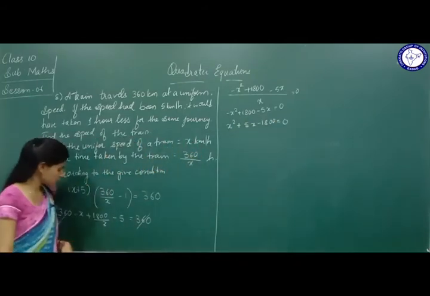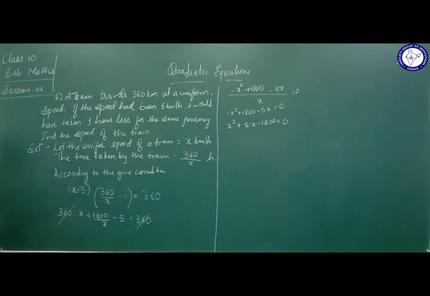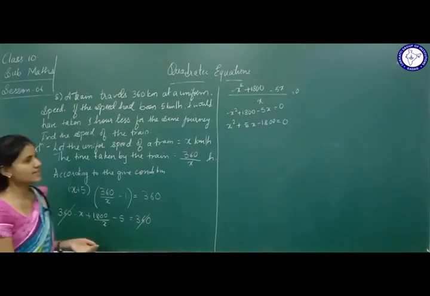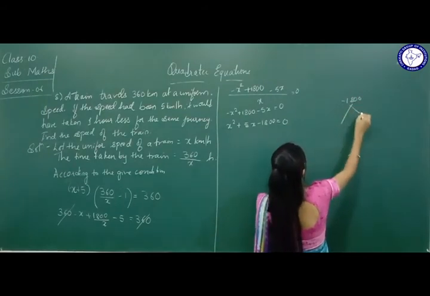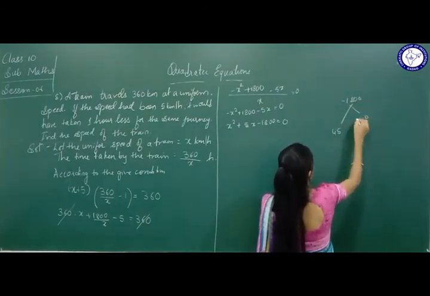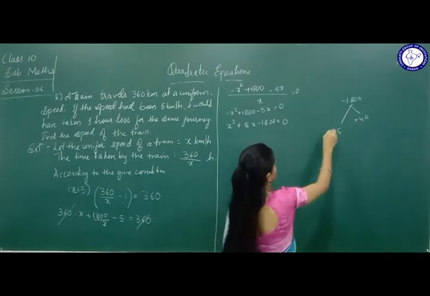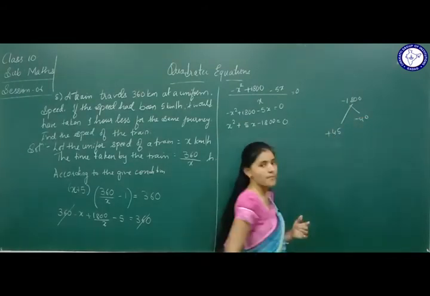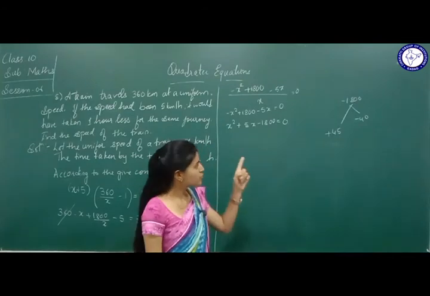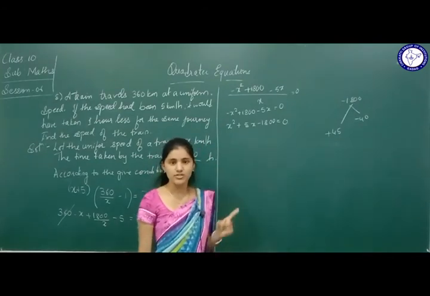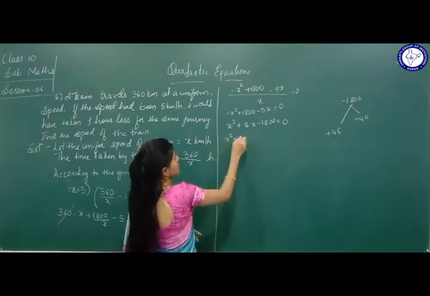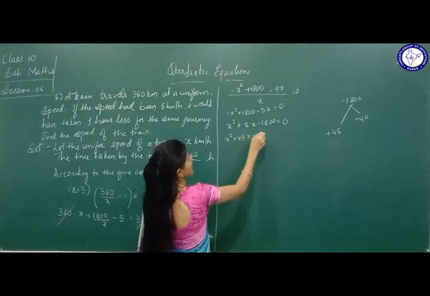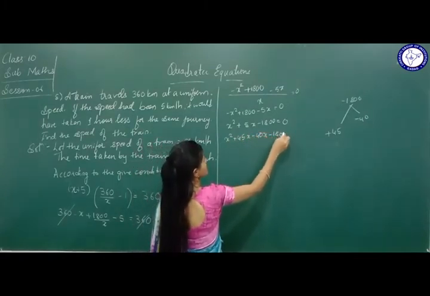Now what we are supposed to do? Now we are supposed to find the factors of minus 1800. What are going to be the factors of minus 1800? That is, we have minus 1800 as 45 into 40. Okay, we want plus 5, no? Plus 45 and minus 40. I have said you, when two numbers have different signs, we are going to subtract and put the bigger number's sign. That is why it is going to be x square plus 45x minus 40x minus 1800 is equal to 0.